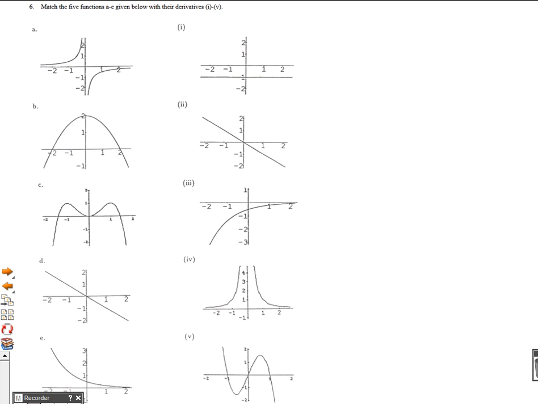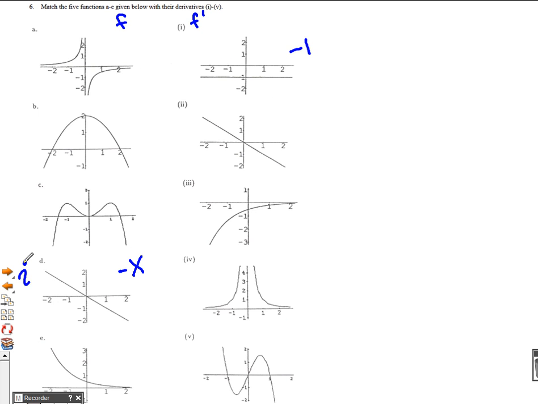Next section is just matching. So these are the original functions on the left. These are the derivatives on the right. So again, you can kind of use your shortcuts to help you. For example, this is a graph that is just a negative slope. Looks like a -1x. Its derivative should be -1. Well, the only graph that has a slope of -1 is letter I. So this one is I, number 1.